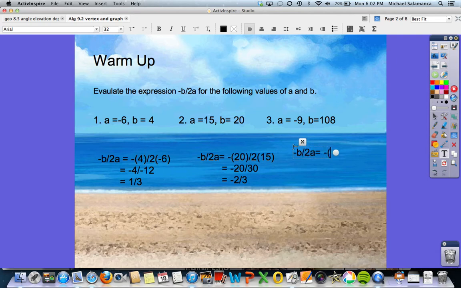Last but not least, we have negative b divided by 2a again. So we have negative b, in this case 108, divided by 2 times negative 9. We get negative 108 divided by negative 18. This turns out to be positive 6.